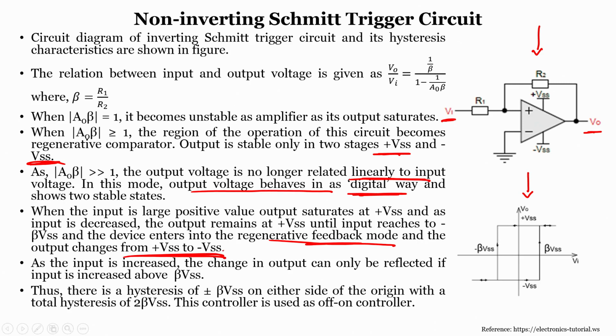As the input is increased, the change in output can be reflected if the input is increased above plus beta V S S. So, what is the hysteresis? Hysteresis is plus minus beta V S S, and on either side of origin there is a hysteresis, total hysteresis of beta V S S minus minus beta V S S, which is 2 times beta V S S. So, this circuit can be used as an on off controller.